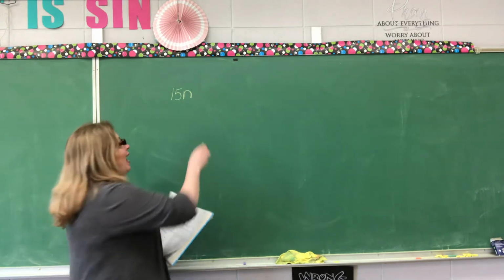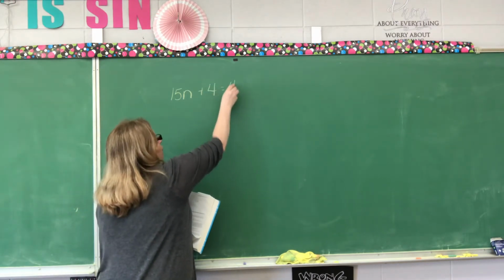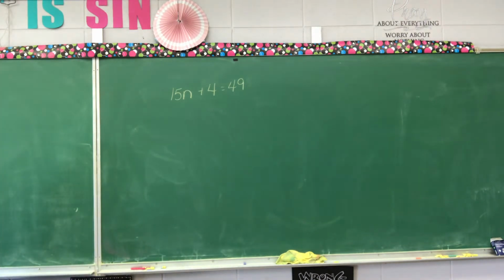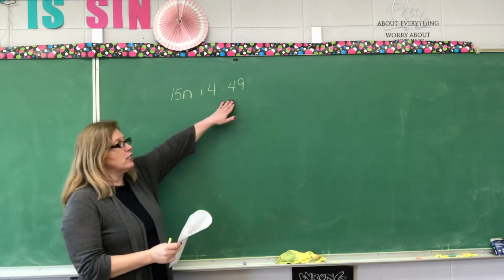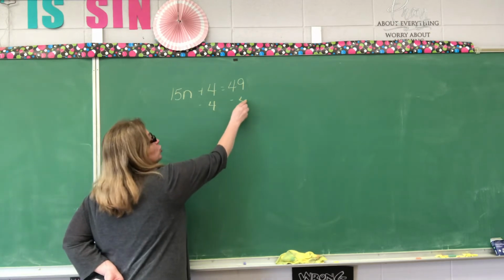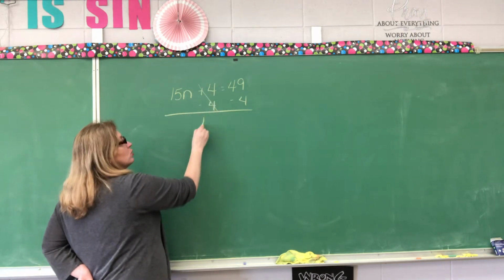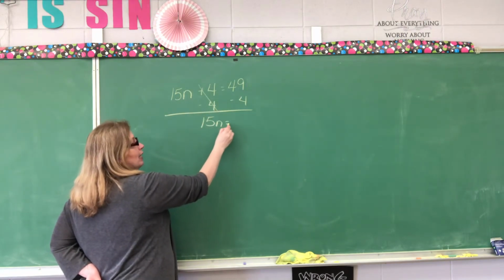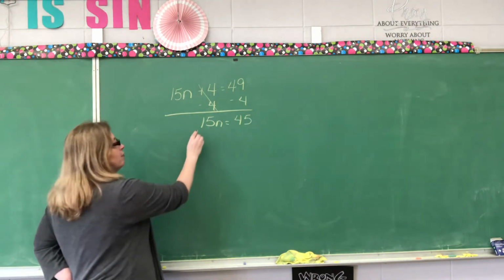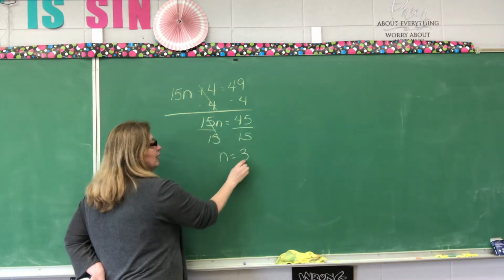What are we going to do? We want to add 4. Then we say that the result is 49. So we said 15 times some number increased by 4 is 49. So what are we going to do now? Well, we're going to subtract 4 from each side, because we're going to do the opposite of what it says. It says to add 4, so we're going to subtract 4. This cancels, leaving us 15n equals 45. This means to multiply. So what are we really going to do? Divide each side by 15. This gives me n equals 3.